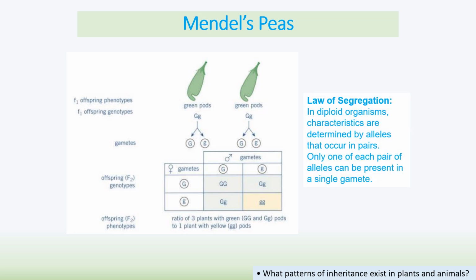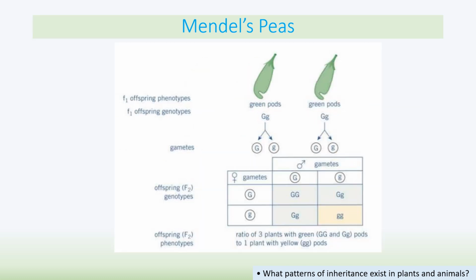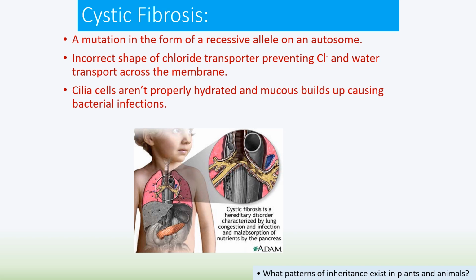And this follows what we call the law of segregation, which is in diploid organisms, characteristics are determined by alleles that occur in pairs. Only one of each allele can be present in a single gamete. This can explain different forms of conditions, such as cystic fibrosis, which is a mutation in a recessive allele on an autosome, and it causes an incorrect shape of a chloride transporter, preventing chlorine and water to be transported across membranes, and as a result, mucus builds up, and so do infections. You have lack of digestion, maybe infertility because of this condition.